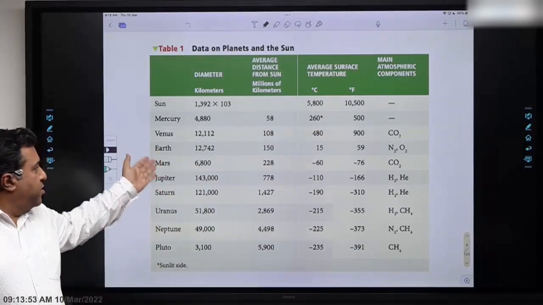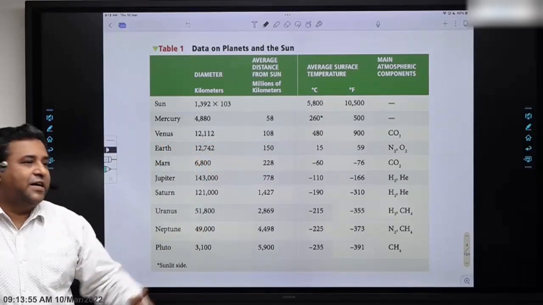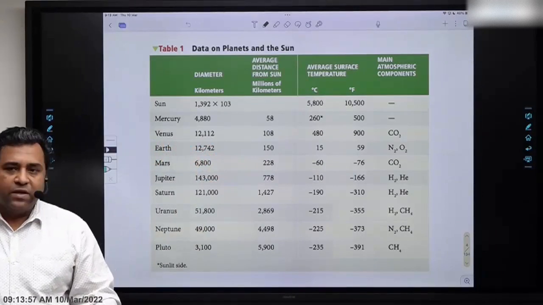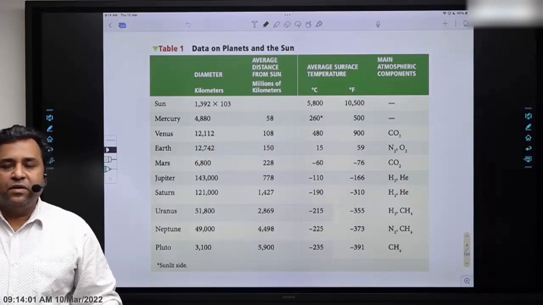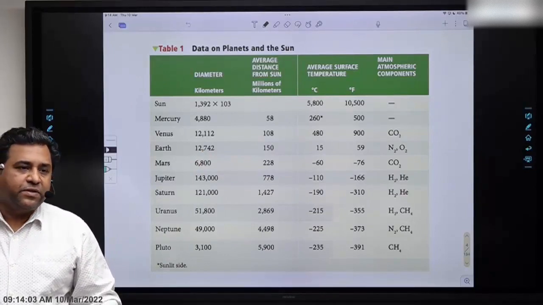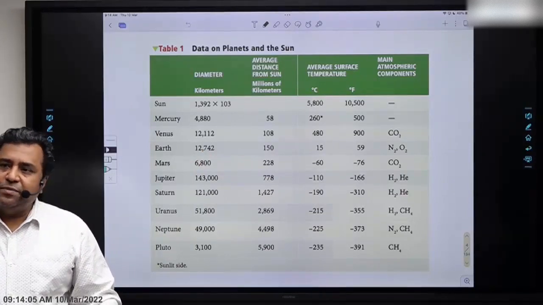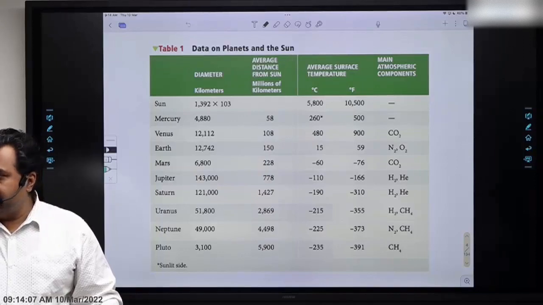But when you go beyond, so when you come to Venus, Venus has an atmosphere made up of carbon dioxide. Earth has an atmosphere made up of nitrogen 78%, oxygen 21%. So total 99% of our atmosphere is oxygen and nitrogen. Okay.